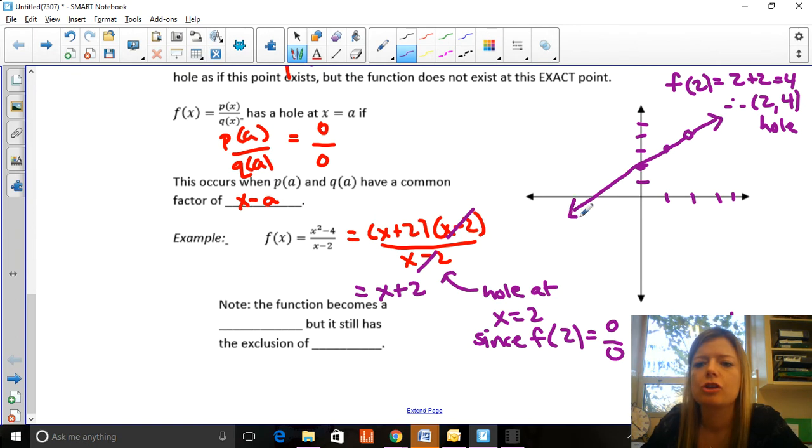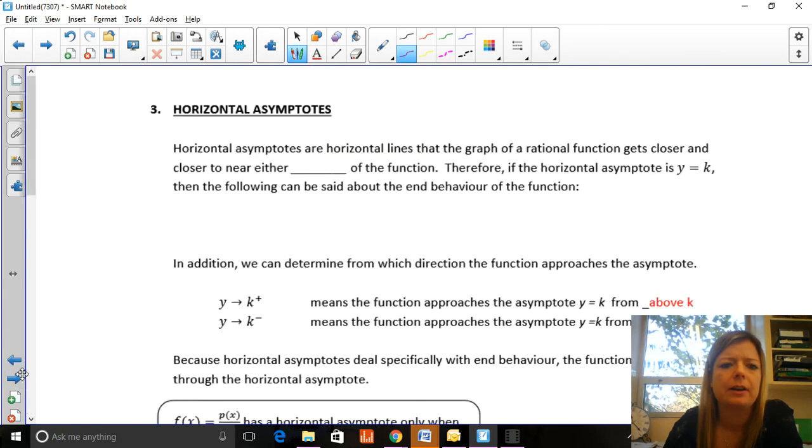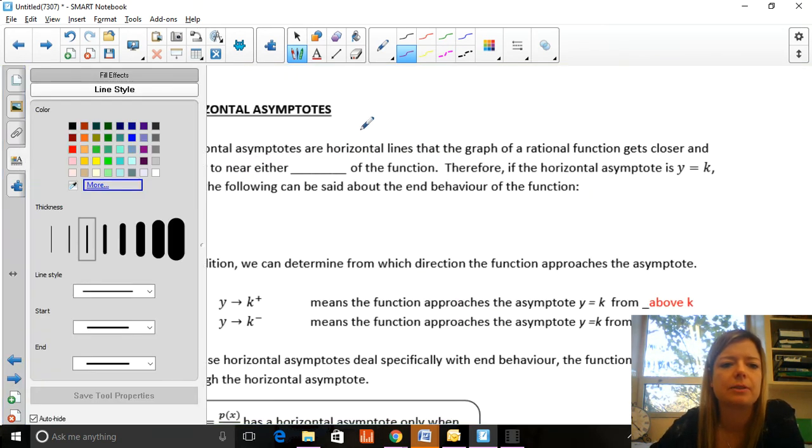Okay? So this can happen in quadratics, this can happen in any type of function. If there's a common factor that you can cross off like this, whatever the 0 is of that common factor will create a hole at that x value. To find the y value of the hole, you just sub that number into the rearranged function and see where the point should have been if there hadn't been a hole. Okay? All right, so now we get on to horizontal asymptotes.